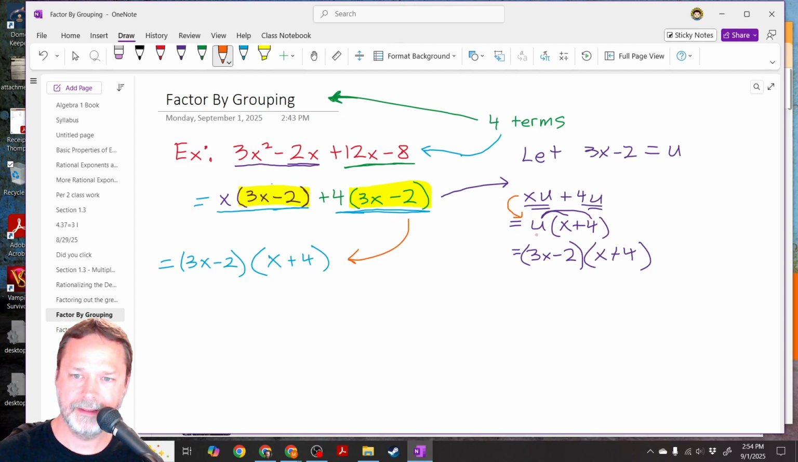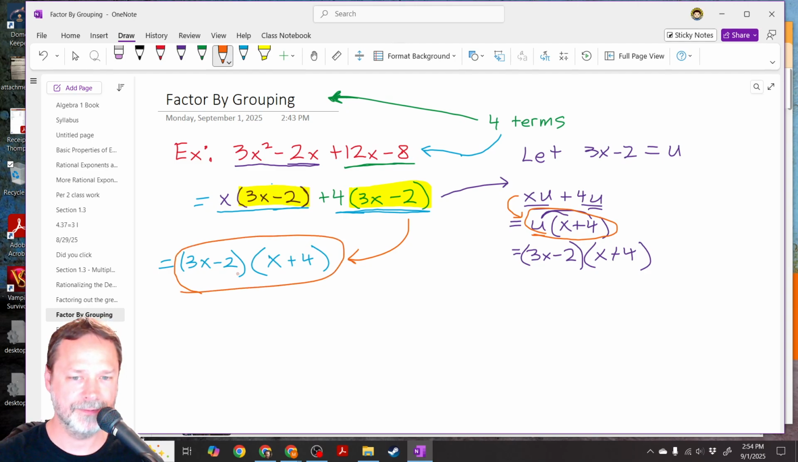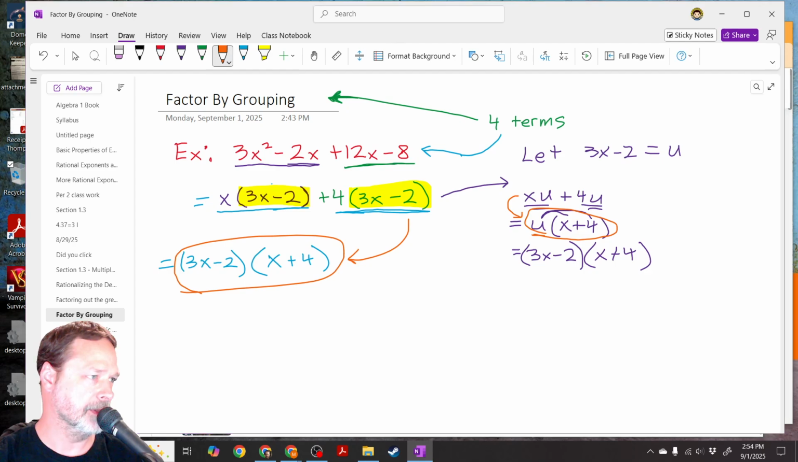And you can see how here this expression is the exact same as this one, except a u is in place of the x plus 4. So that's one example of factor by grouping, and they're all like that. They're all very, very similar.